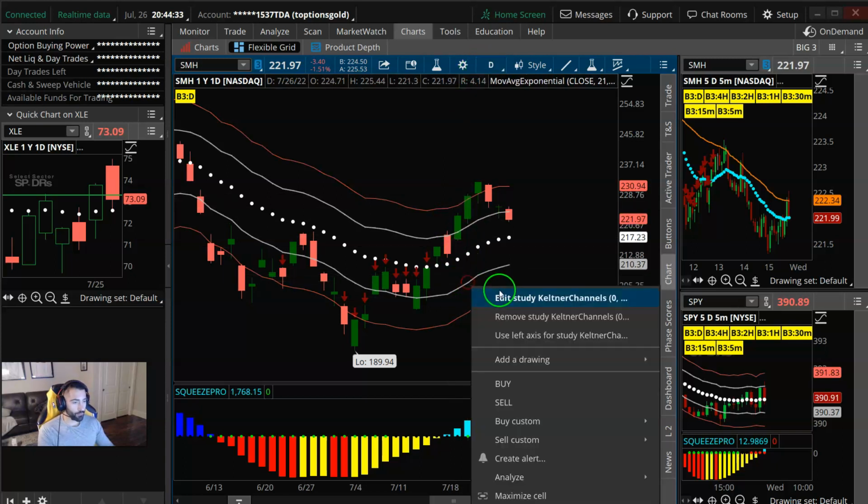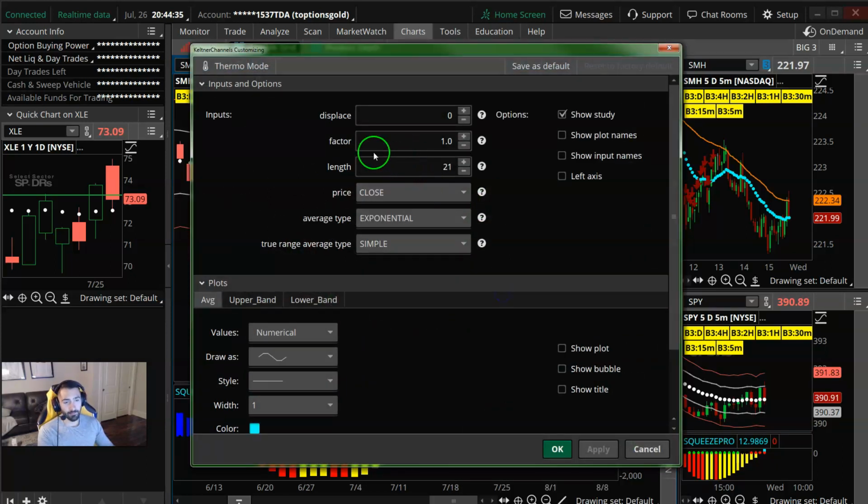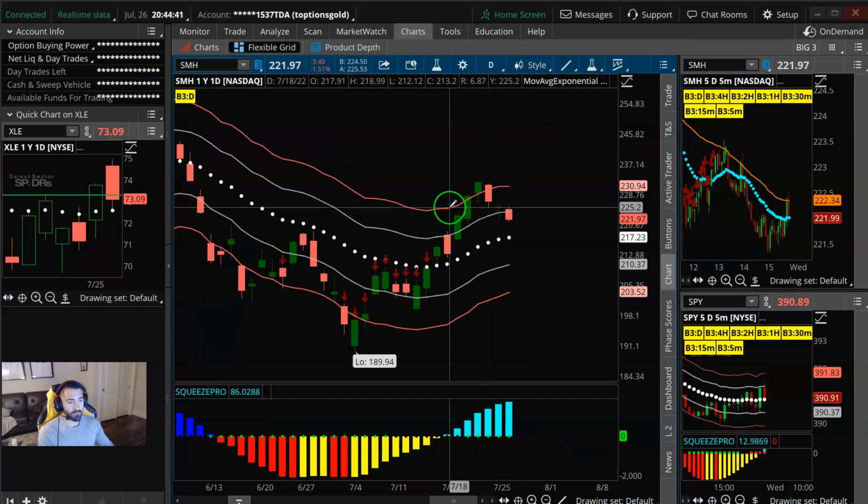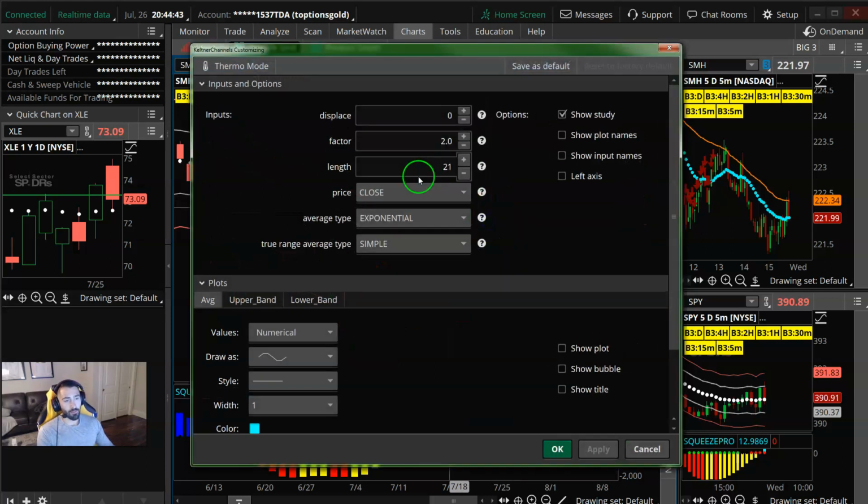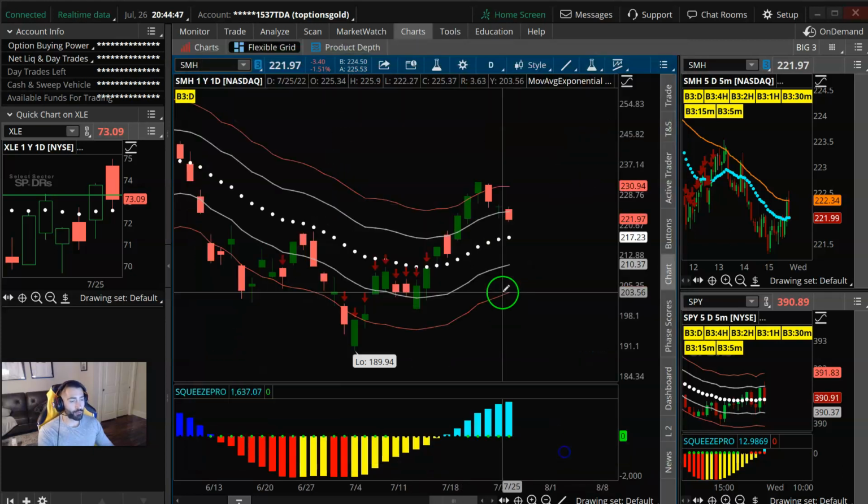So real quick, I'll show you the Keltner channel settings. Factor of 1, length of 21. Make sure you got your average type to exponential. And then for the plus 2, minus 2, factor of 2, length of 21, average type, exponential.